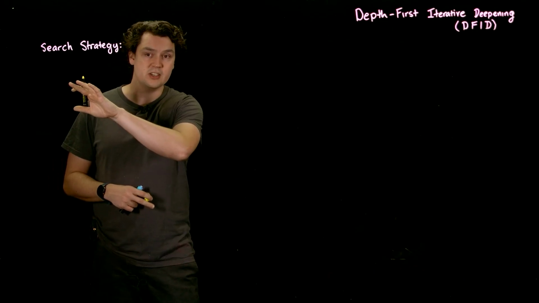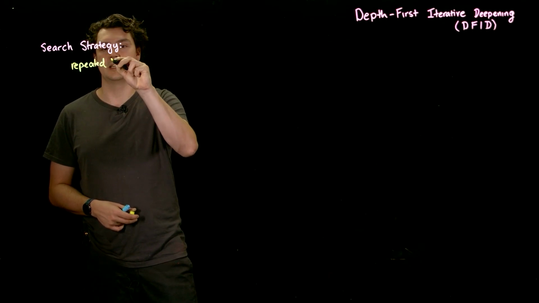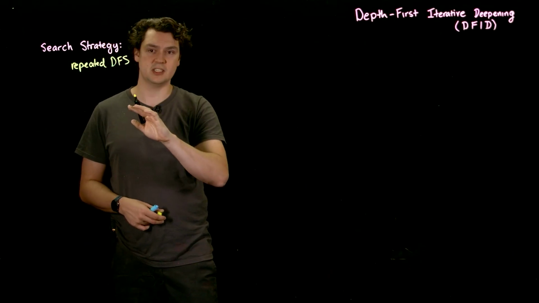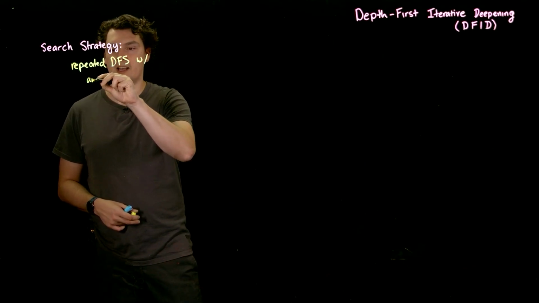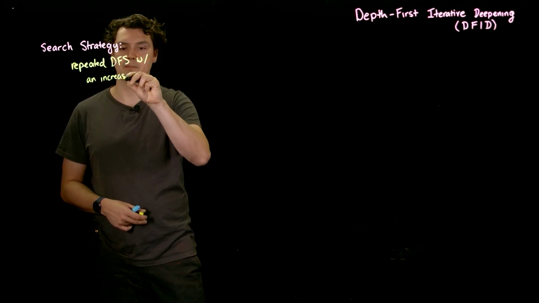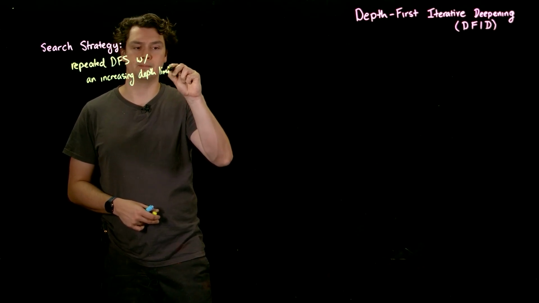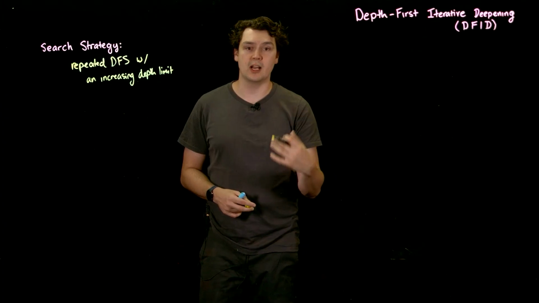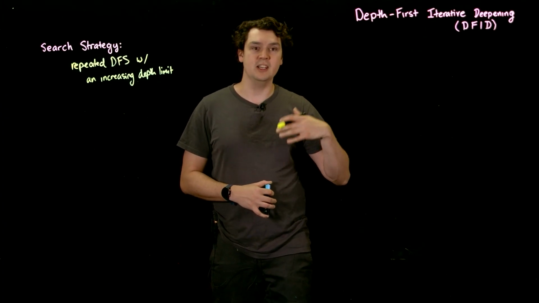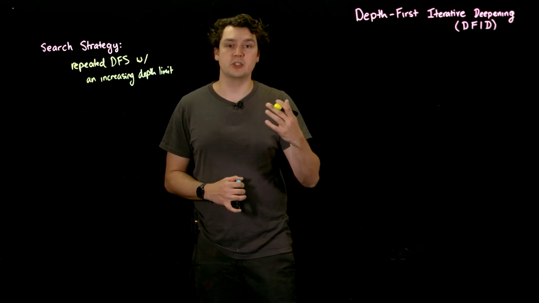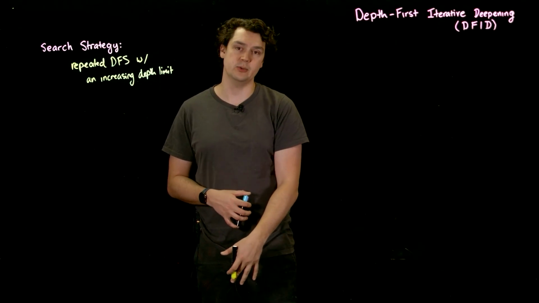So what is the search strategy? It's just going to be that we are going to do repeated depth-first searches, except every time we're going to be doing this with an increasing depth limit. At the beginning we're going to impose a depth limit of 0, and then 1, and then 2, and then 3, and so forth. So we're going to be iteratively raising the limit that we're allowing search to continue downwards.